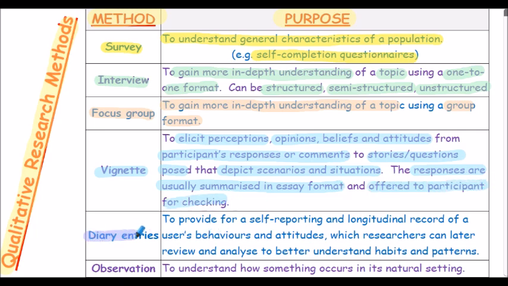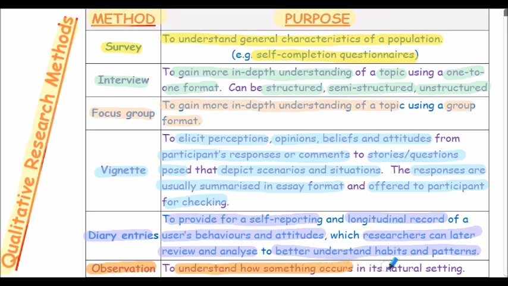Diary entries. These are used to provide self-reporting and what's termed a longitudinal record, so over a period of time, of a user's behaviors and attitudes, which researchers can later review and analyze to better understand habits and patterns that have occurred. And finally on this listing is observation. This is used to understand how something occurs in its natural setting.